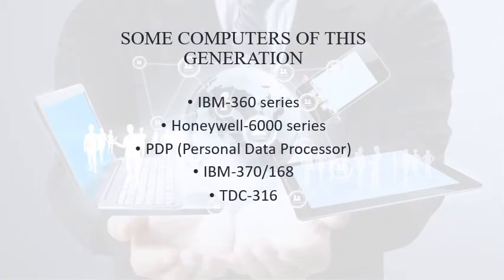Some computers of this generation. So here are the names of some computers of this generation: IBM 360 series, Honeywell 6000 series, PDP, personal data processors, IBM 370/168 and TDC 316. So these are the names of computers of this generation.